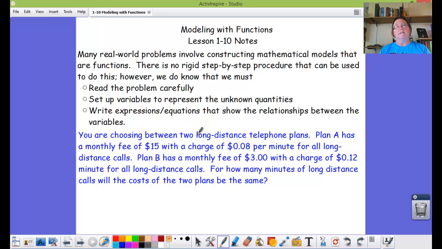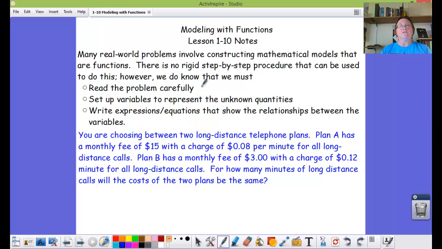And really what modeling is, is using mathematics to describe situations that help in the world and solve problems. There's not a single plan that lets you solve every problem. However, there are some guidelines that will definitely help.